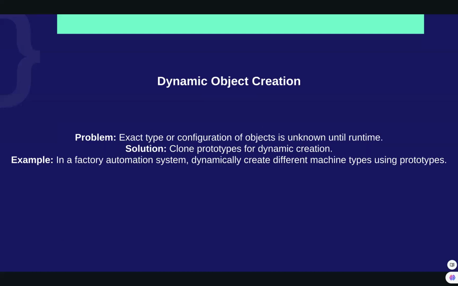And the last one is dynamic object creation. In a factory automation system, the types of machines and their configurations may vary based on production requirements. The prototype pattern allows for dynamic creation of these machines by cloning prototypes. This flexibility enables the system to adapt to changing needs efficiently without the need for extensive reconfiguration.